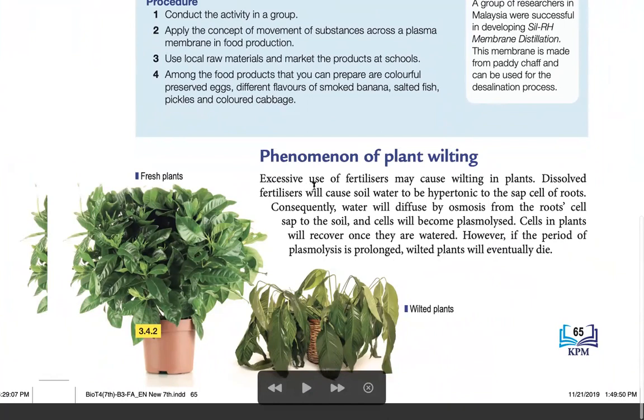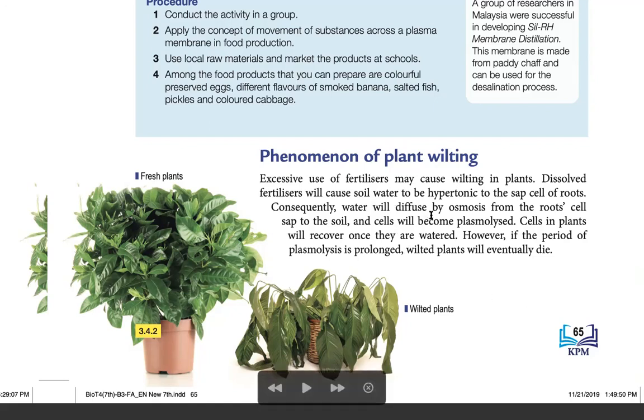Okay, the excessive use of fertilizer may cause wilting in the plant. So this is fresh plant. If you use excessive fertilizer, okay, dia akan menyebabkan pokok tu layu. Sebab apa? Ni awak tengok ni. Dissolved fertilizer will cause the soil water become hypertonic to the cell sap of the root. So bila kita guna banyak baja, kita akan menyebabkan persekitaran dekat pokok tu menjadi hypertonic. So hypertonic apa jadi?